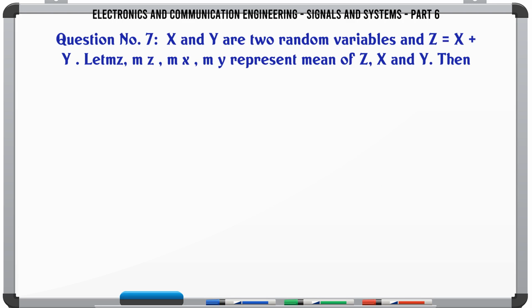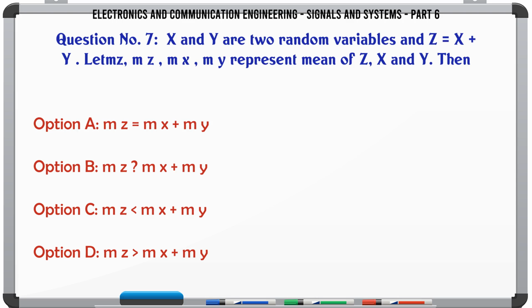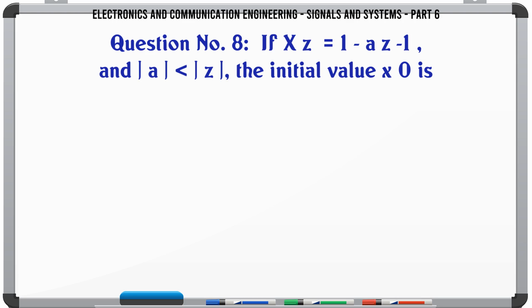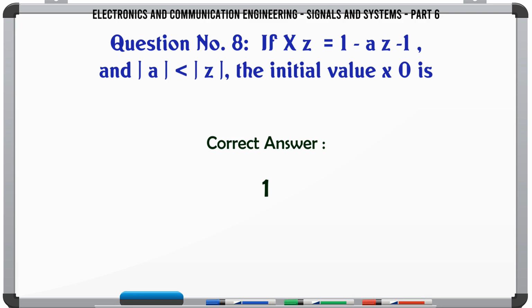X and Y are two random variables and Z = X + Y. Let mZ, mX, mY represent the mean of Z, X and Y. Then A. mZ = mX + mY, B. mZ = mX − mY, C. mZ = mX·mY, D. mZ = mX/mY. The correct answer is mZ = mX + mY. If X(z) = 1/(1 − az⁻¹), the initial value x(0) is A. 1, B. 0, C. 2, D. The correct answer is 1.